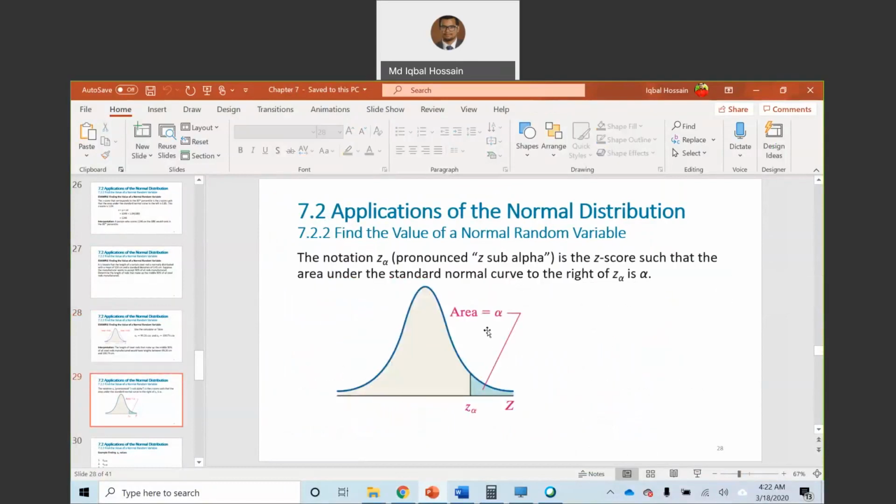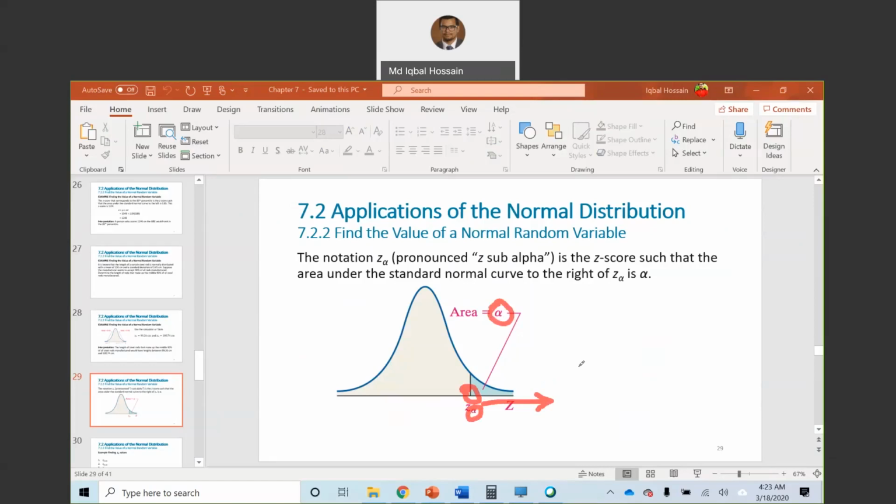So now we also discuss this one. What does that mean when we are using z alpha? So z alpha means the area on the right side, from a specific point. If this point is z alpha, that means from that point on the right side, we have area alpha.